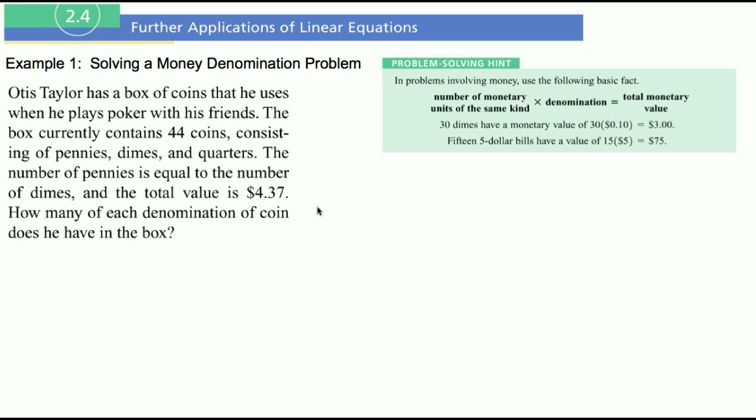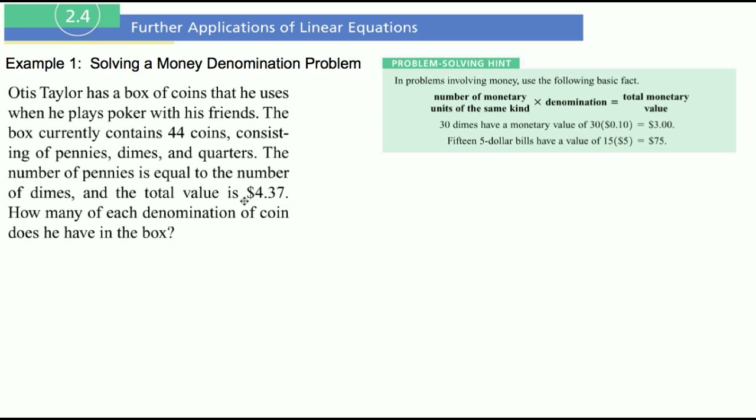All right, we're going to go ahead and check out this problem right here, solving money denominational problems. Otis Taylor has a box of coins he uses when he plays poker with his friends. The box currently has 44 coins, which consists of pennies, dimes, and quarters. The number of pennies is equal to the number of dimes, and the total value is $4.37. How many of each denomination of coin does he have in the box?